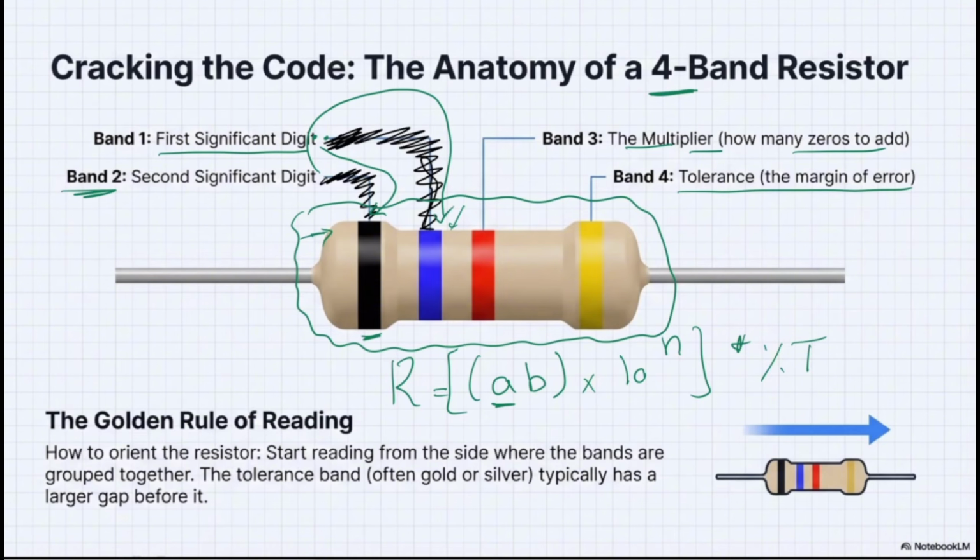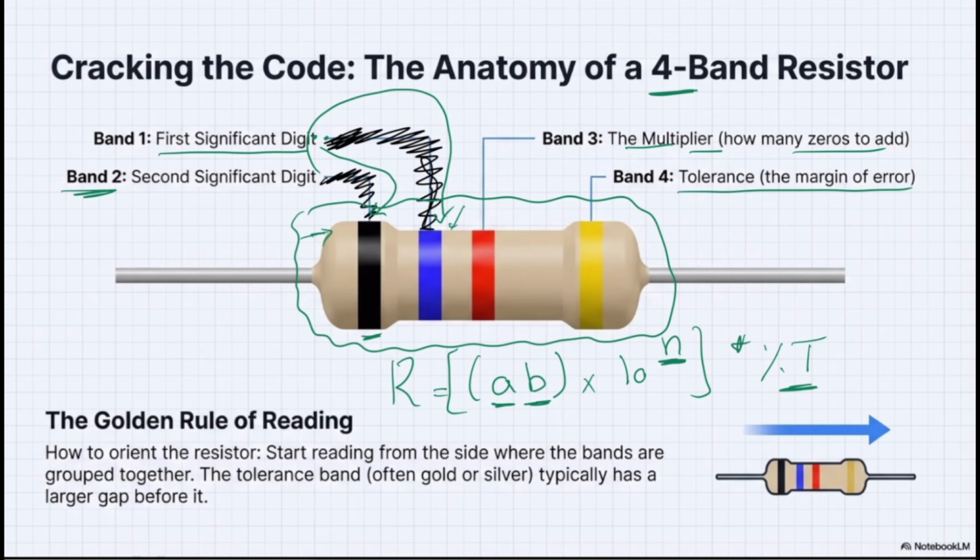A is the first digit. It could be from 0 to 9, based on the color. We have a table for that. B, same scenario. N, again, is going to be a number based on the third color that I have. And finally, this last one is going to be based on my tolerance band.